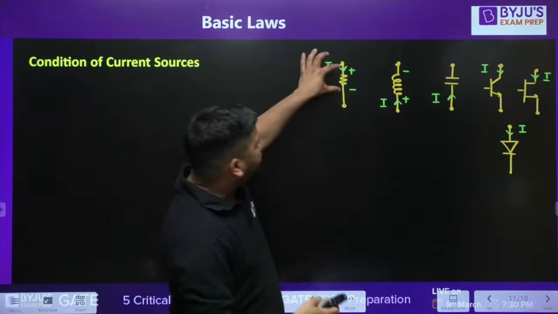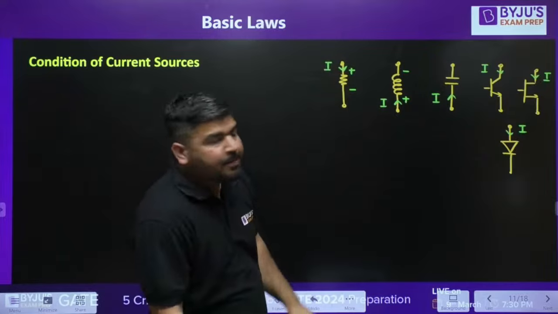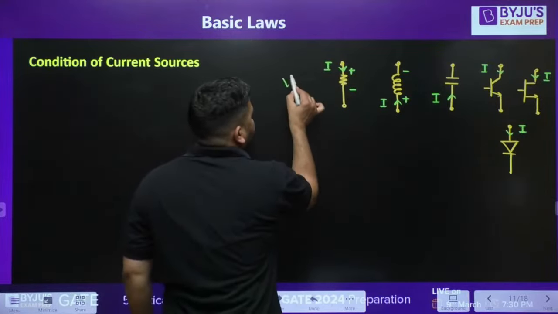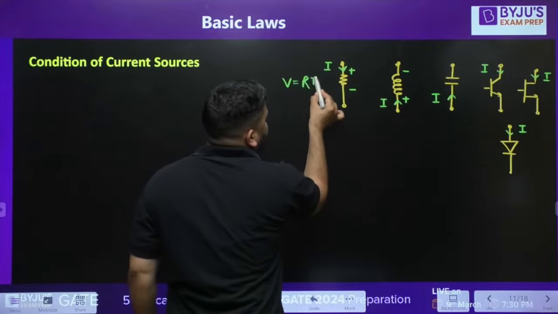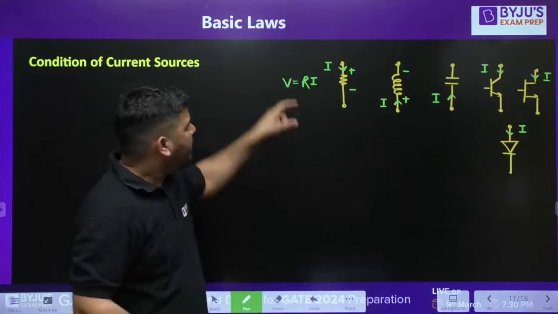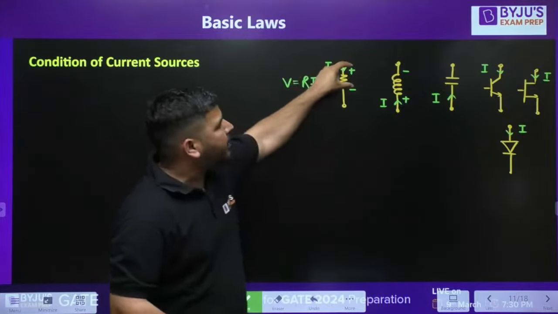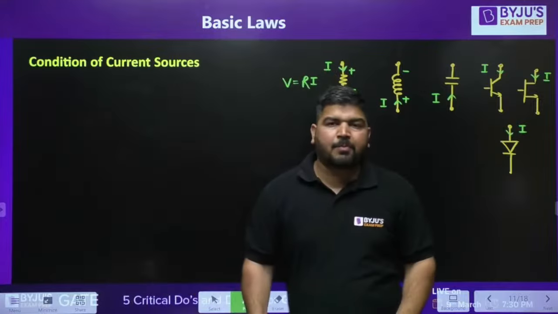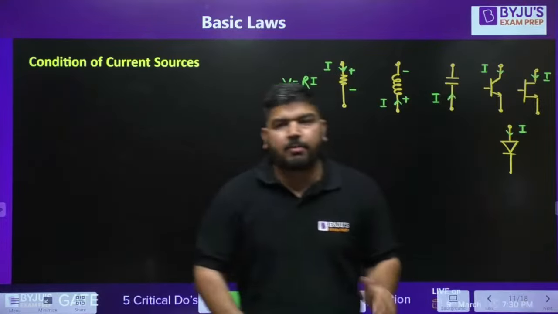Because according to Ohm's law, there will be a voltage across this resistance. If current is flowing in the resistance, then the voltage difference across the resistance will be R into I. According to Ohm's law, V is equal to IR. So that voltage difference will be developed across this resistance, and the polarity has to be like this. Wherever the current enters, that point will be plus. Wherever it leaves, it will be minus.